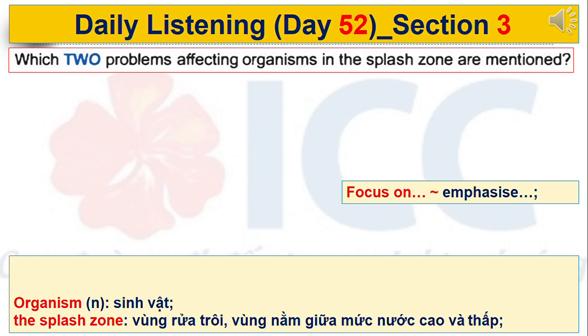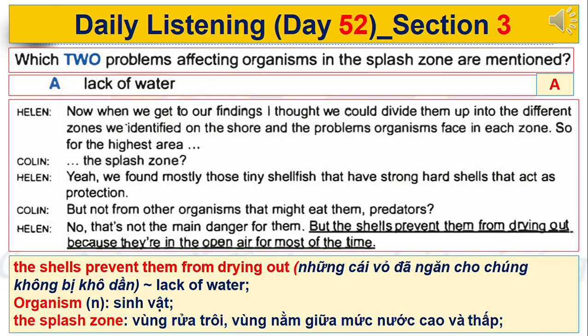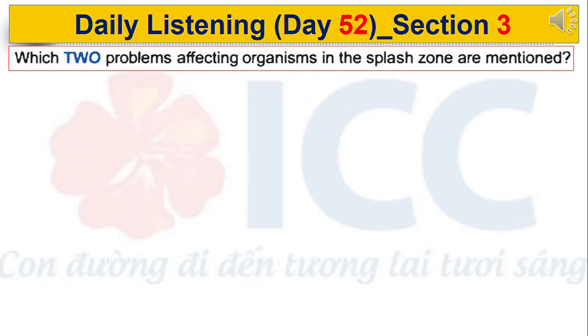Now, when we get to our findings, I thought we could divide them up into the different zones we identified on the shore and the problems organisms face in each zone. So for the highest area... The splash zone? Yeah. We found mostly those tiny shellfish that have strong, hard shells that act as protection. But not from other organisms that might eat them, predators. No, that's not the main danger for them, but the shells prevent them from drying out because they're in the open air for most of the time. Right. And since they're exposed, they need to be able to find some sort of shelter or cover themselves up so they don't get too hot.